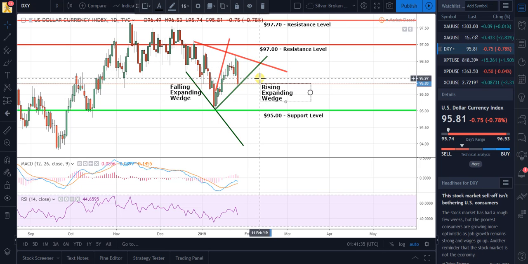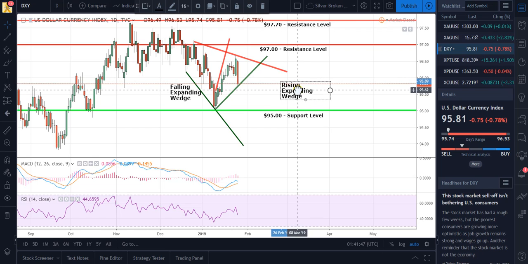The $96 level really isn't support or resistance right now. 95 and 97 are the two stronger resistance and support levels. So I would expect to see the dollar move in between these $2 areas, and quite literally just continue bouncing in between.